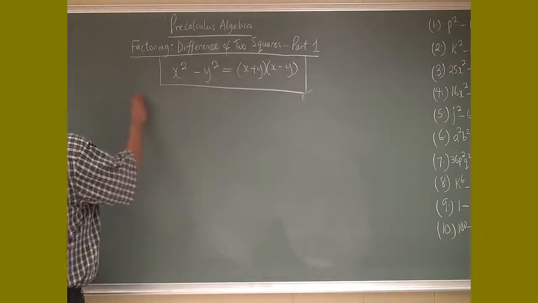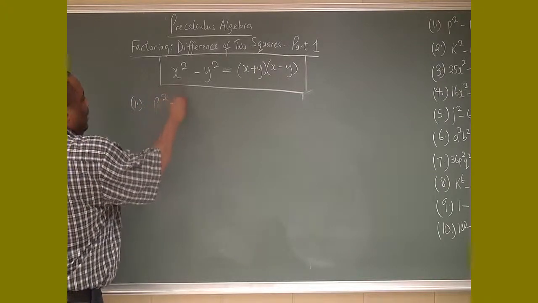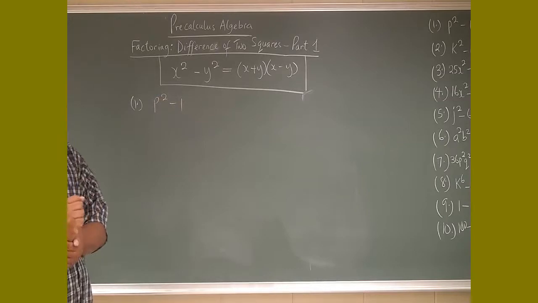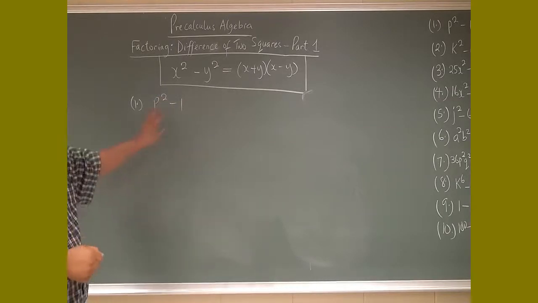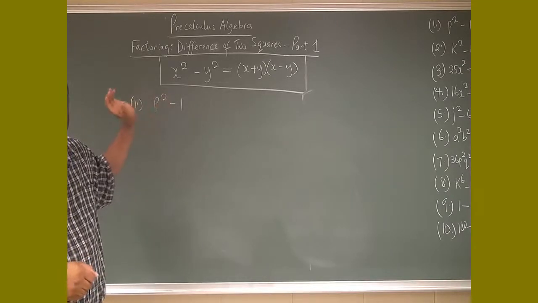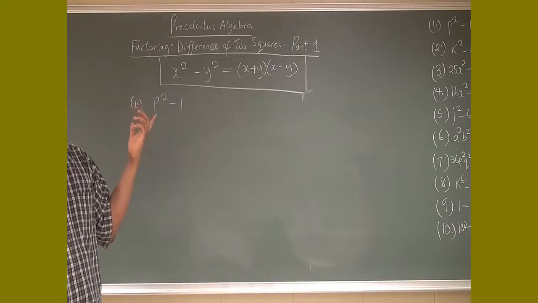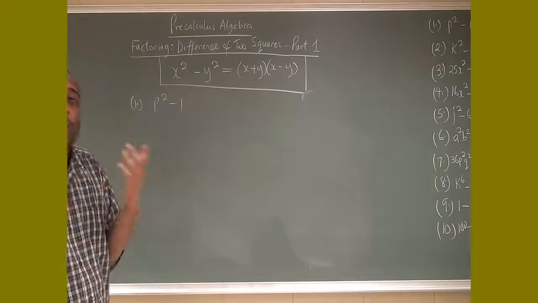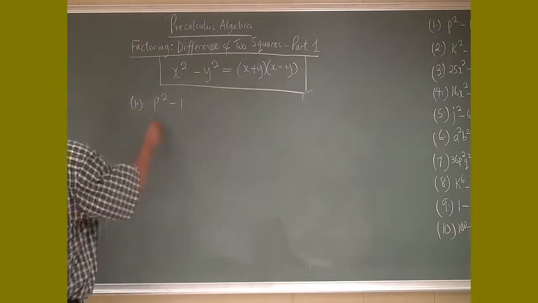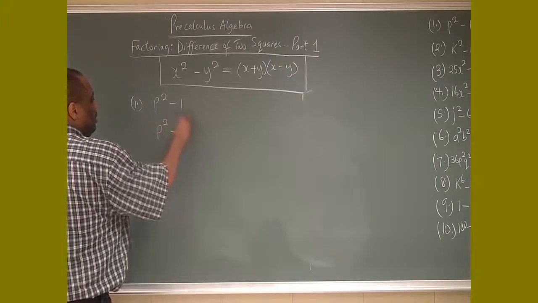Now, number one, p squared minus 1. How would you make this look like this? You see, p already has squared, so we are good. But 1 doesn't have squared, right? But anyway, 1 squared is equal to 1. So this means p squared minus 1 squared.